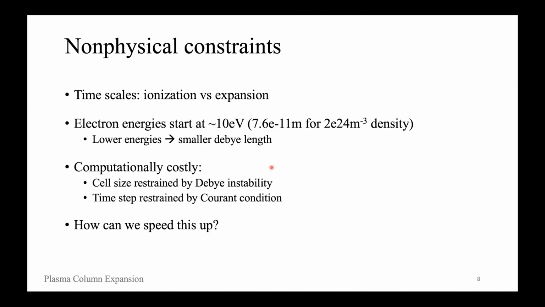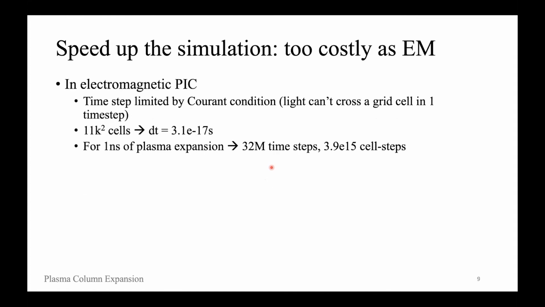The cell size, as you know, is restrained by that Debye instability, and the time step is restrained by the Courant condition. And so I started to look at this problem and ask, how can we speed this up? So the first thing I did was look at the actual results for electromagnetic. We needed to resolve the Debye length with about 11K cells squared, and that gave us a very small time step of about e to the negative 17 seconds. So if we wanted to expand our plasma out to just 1 nanosecond, not even 3 or 4, we're going to need about 32 million time steps. And that just becomes not feasible for the length of a regular research project.